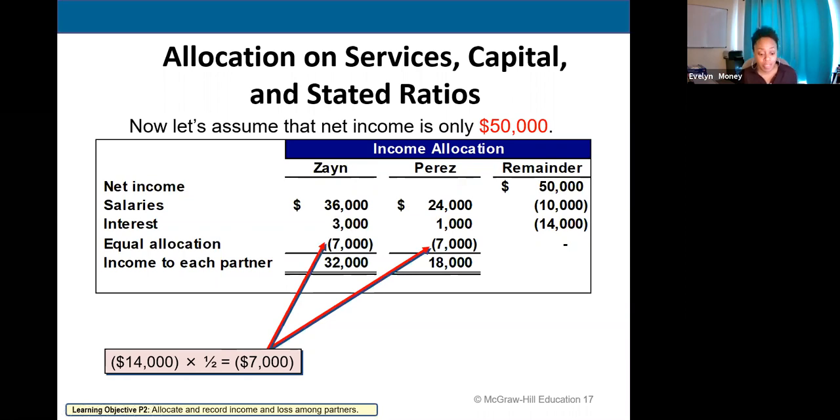So when using this method, this hodgepodge method here, the partners have to get their salaries. The partnership agreement says it. They have to get their interest, even if it takes you further into the hole, even if you start with a negative. What reconciles this is that the remainder gets allocated equally. Now, if I started off with a negative here, then the income that's allocated to each partner, when I get to my final number, is going to be negative, and that's okay. That just means I need to debit Zane's capital account and debit Perez's capital account in order to make my entry balance.